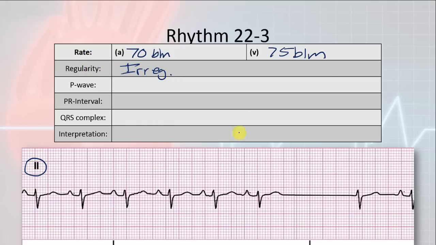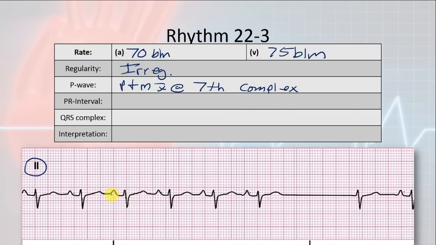Is it regular or irregular? Hopefully you noticed it was irregular, because if you march this out, this right here automatically tells me that it's irregular. P waves. Is there a P wave before every QRS, and is it married to every QRS? So yes, it is present and married, except at the 7th beat, or the 7th complex.